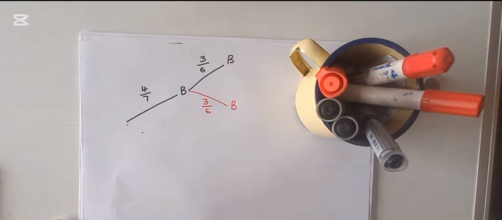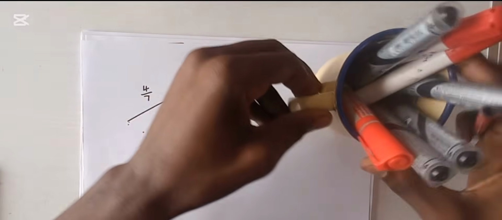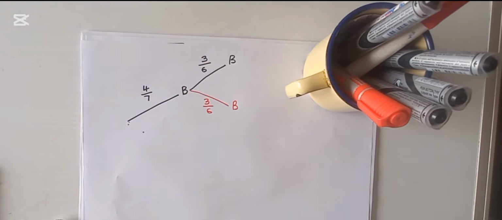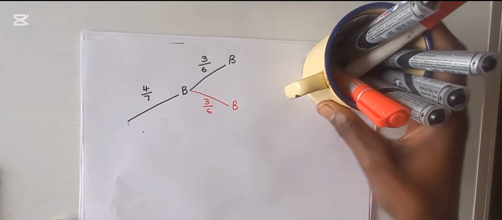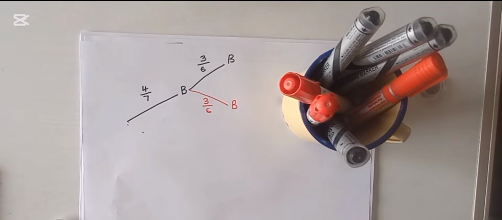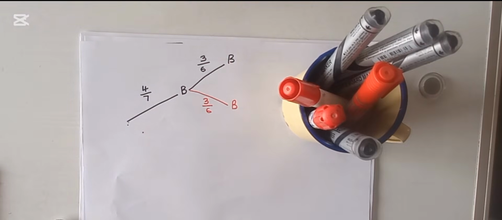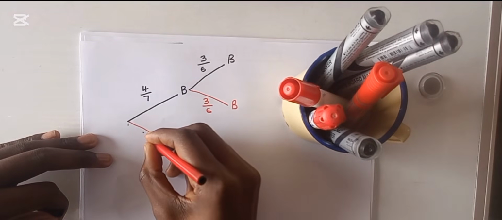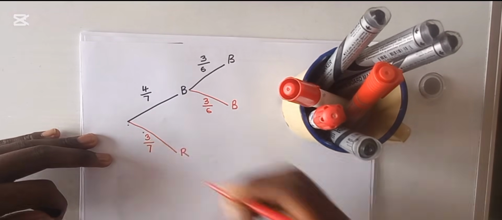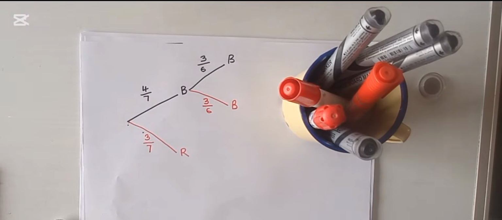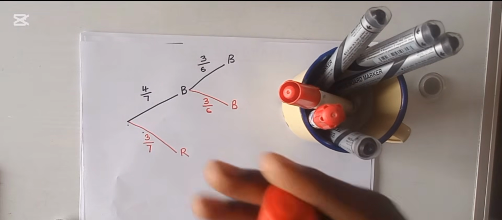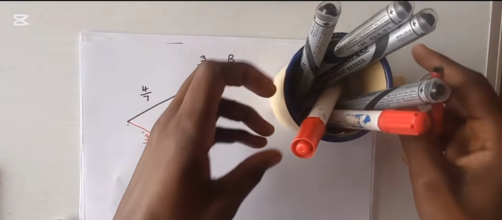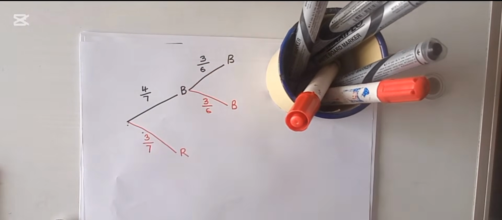Perfect. Now let's say for the first pick you didn't pick the black pen. You pick the red pen. What is the probability of picking the red pen? There are 3 red pens, so we represent it like this. This will be red, and it's 3 over 7. Let's say you pick the red pen and don't place it back. What will be the probability of selecting the red pen again when you come for the second time?